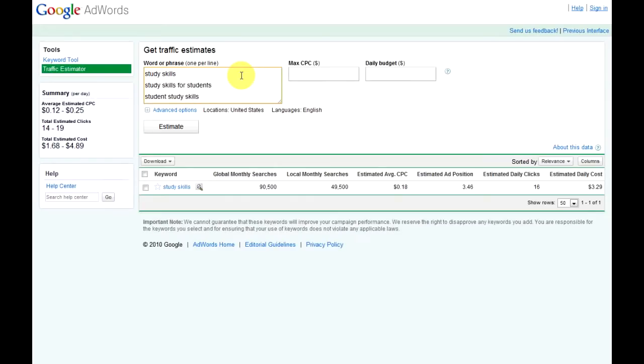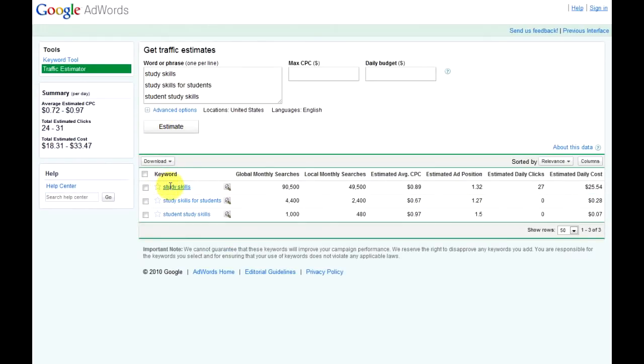All right, so let's take a look at this. So we're going to estimate it. And again, it'll keep your original up here. You can change this. It'll match down here. So right now, about 90,000 people worldwide looking for study skills every single month, about 4,400 when it comes to study skills for students, and about 1,000 when it comes to searches specifically student study skills. So potentially there could be, you know, from 500 to 1,000 people, or 2,400 to 4,400 people that might be interested in something for specifically study skills for students.